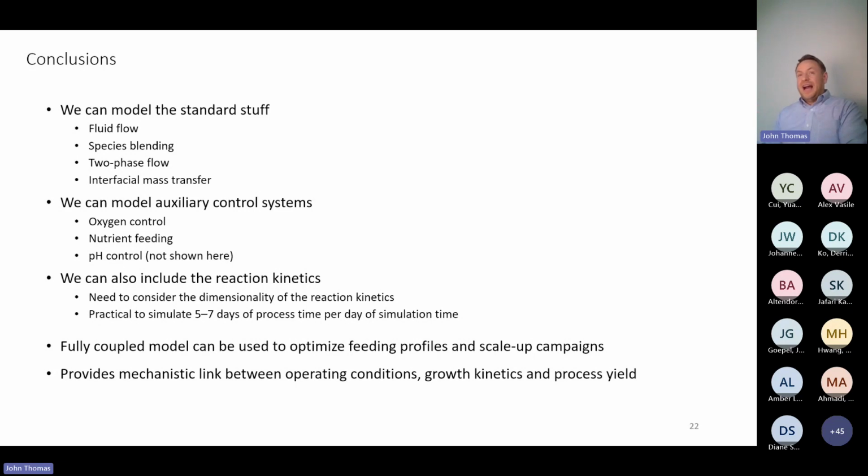And again, everything I'm showing here ran in 2 days to do 14 days. So it's focused on just a growth phase or whatnot. I could do that in a day. We could do that in a day on a good GPU. The fully coupled model can be used to optimize feeding profiles and scale campaigns. And importantly, it provides a mechanistic link between the operating conditions, the growth kinetics, and process yield. That big flow chart I showed is all encapsulated in this type of model. And we can see bell to bell, head to tail, how the operating conditions inform the physics that ultimately lead to reactor response, culture environment, and cell growth. And that's pretty cool.